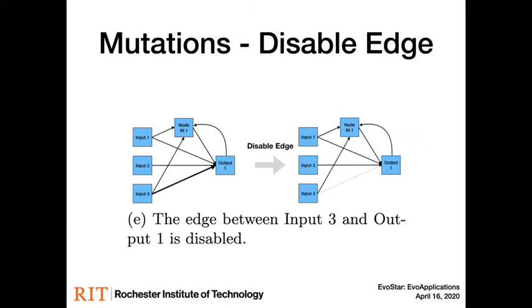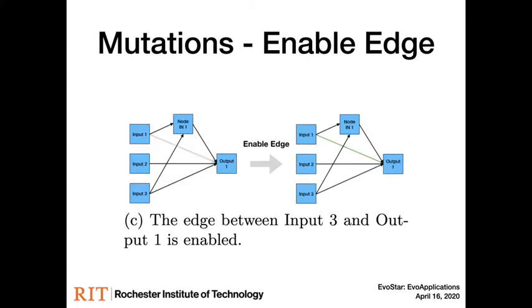Next, we have a disable edge operation, which will select a random edge that is enabled and disable it. Next, we have an enable edge operation, which will find a random disabled edge and enable it.